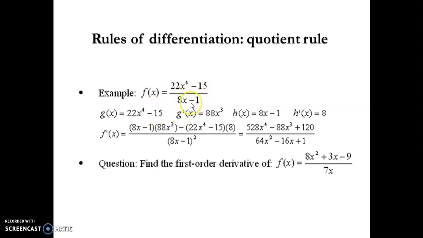And we also need to get our h dash of x. So these are h of x. H dash of x is equal to 8, simply 8. So now you can go ahead and substitute. Remember, you have your h of x times your g dash of x minus g of x times h dash of x over h of x squared, right? Your denominator squared. Then you can multiply out, and of course, you can simplify your answer, right?